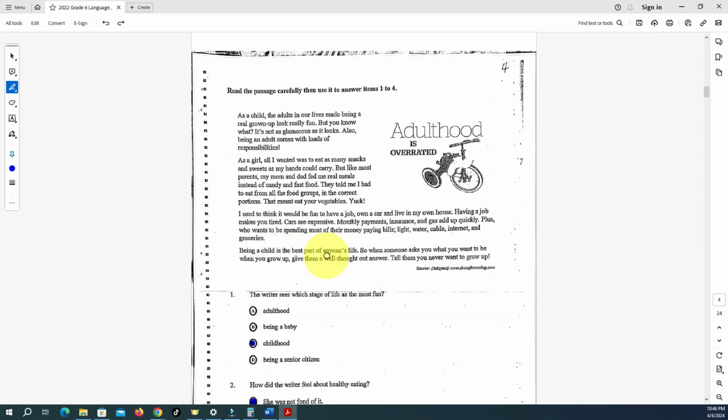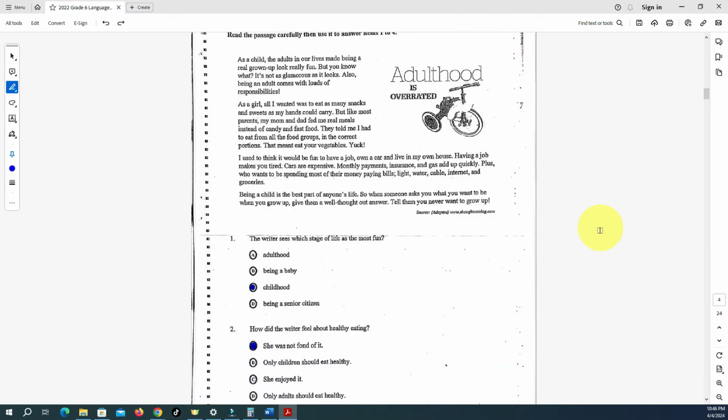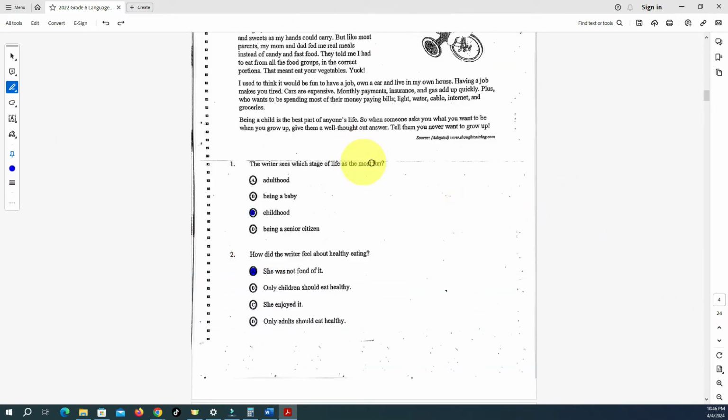Being a child is the best part of anyone's life. So when someone asks you what you want to be when you grow up, give them a well thought out answer. Tell them you never want to grow up. Wow, that's funny. All right, let's look at the questions.